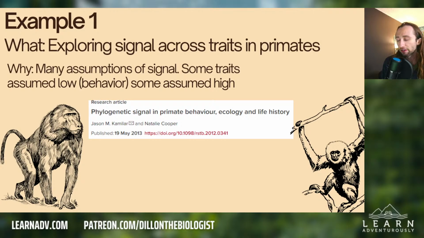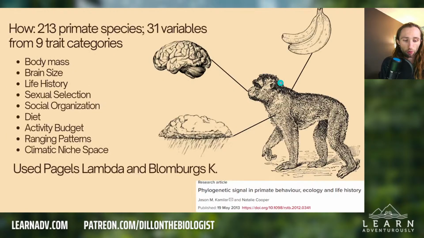And the reason they did this study is because there are a lot of assumptions of signal. This paper is half a review paper and one that just gives a lot of clarity into how signal actually operates. Because for a long time, some traits were assumed to have low and high signal. But they show that's not always the case.